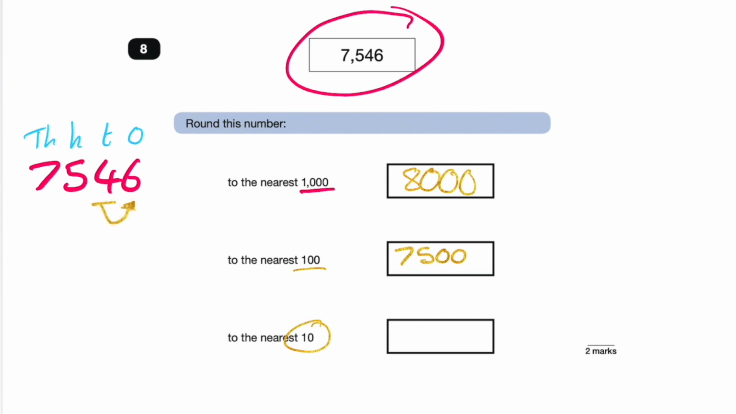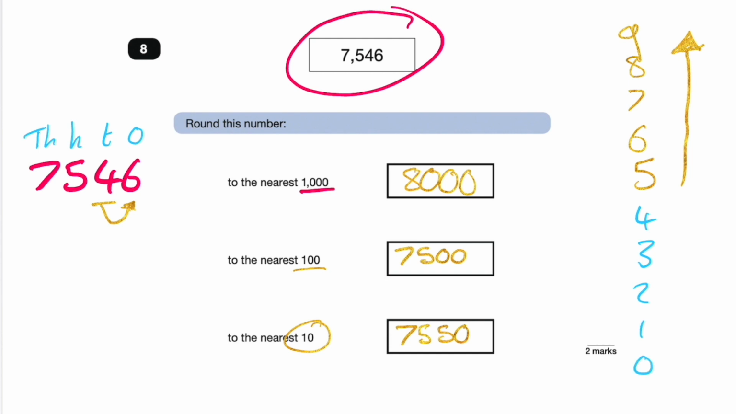And then rounding to the nearest 10, we're going to underline our 10 and then look next door. And we can see we have a 6, which is greater than 5. So the 6 is going to influence the 4 and bump it up to a 5. So I'll end up with 7,550. So in a question like this, as long as we understand our method, if we have a 5, 6, 7, 8 or 9, we round the number up. But if we have a 4, 3, 2, 1 or 0, we would leave the number as it is.